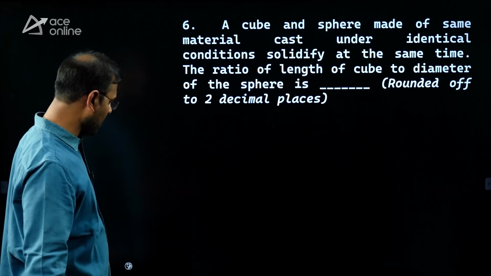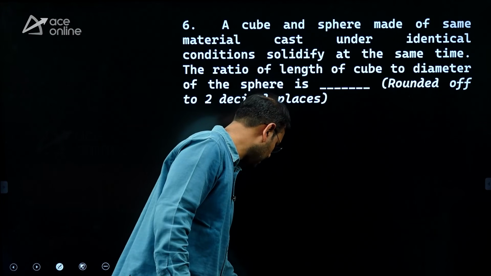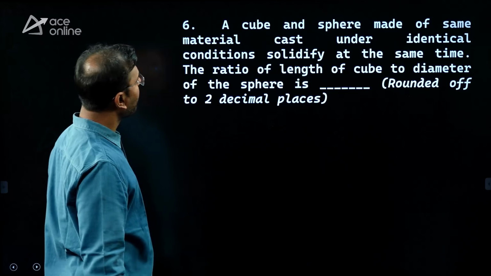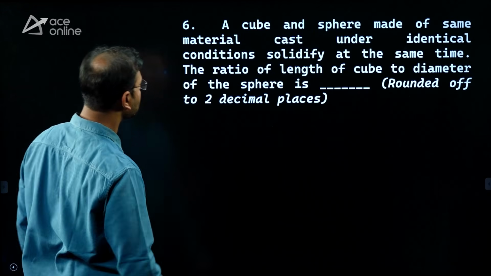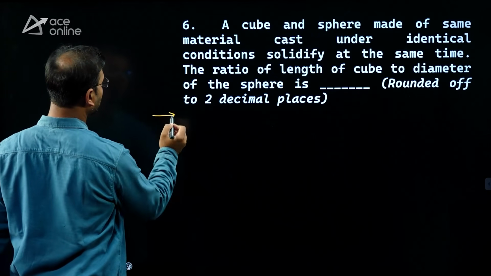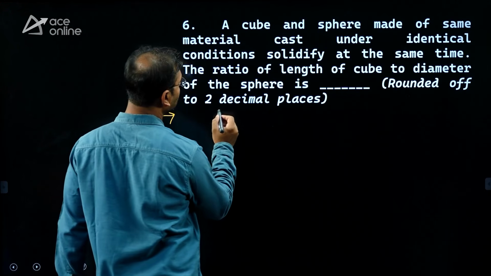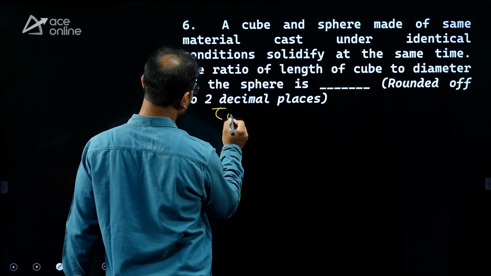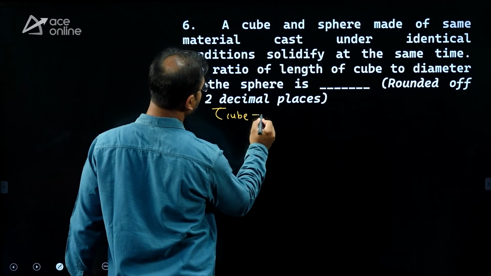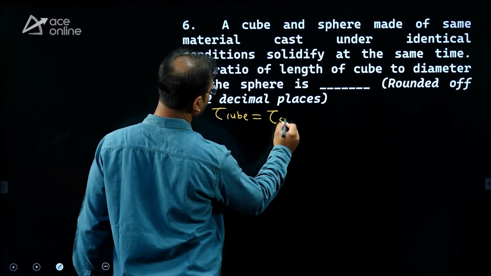A cube and sphere of the same material cast under identical conditions solidify at the same time. That is a clue to solve this question. That is, the solidification time of cube is equal to the solidification time of sphere. Great.